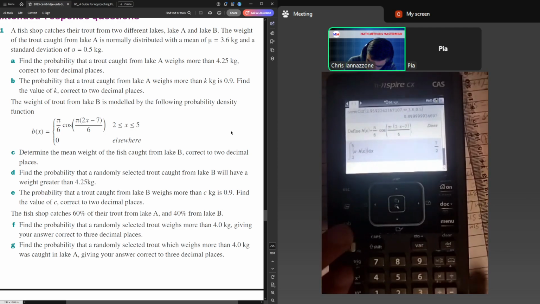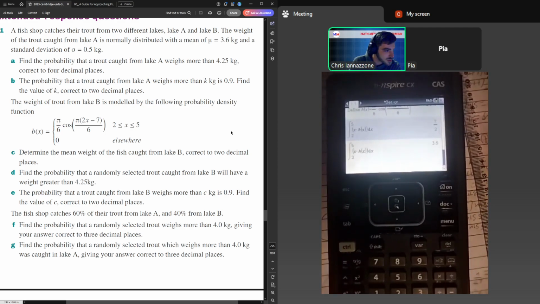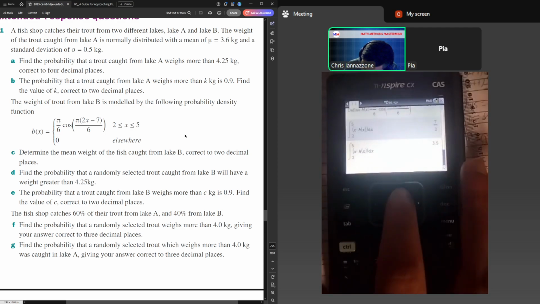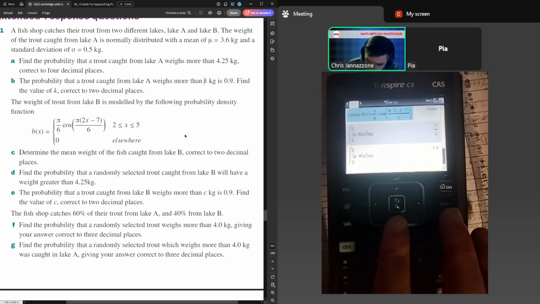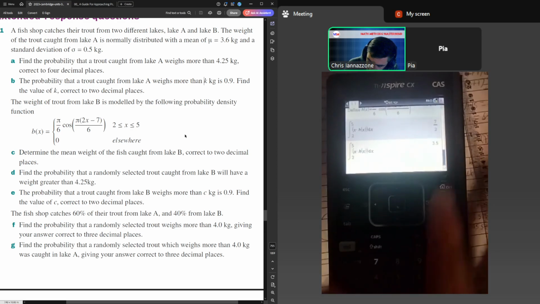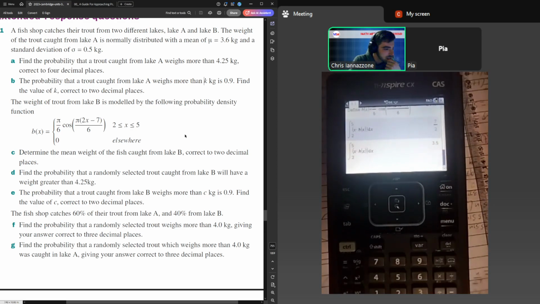Rounded to 2 decimal places, 3.50. Putting in specifically 3.50 would be necessary there because it does say correct to 2 decimal places. It's not often they do that though. Maybe just double check. Did I put it in the right equation? Pi over 6 cos pi 2x minus 7 over 6. Yeah, okay. It's not often they make that happen, but I guess they've done it here.